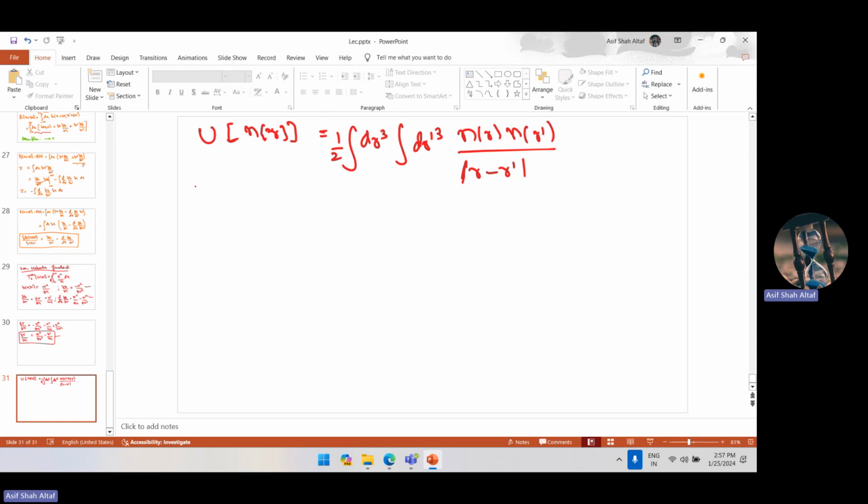So what we will do is we will use the same approach here also. The thing to see here is that we have electron density with two different variables. So what we will do is just use the same approach.